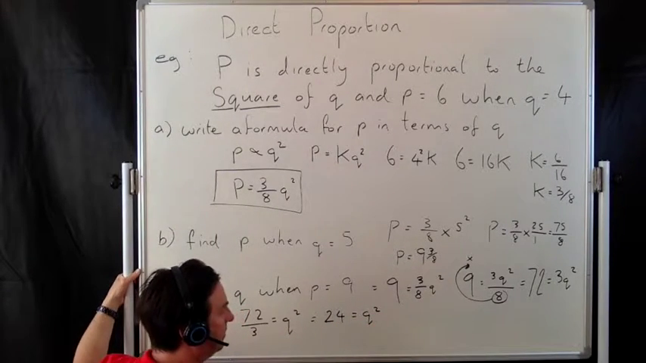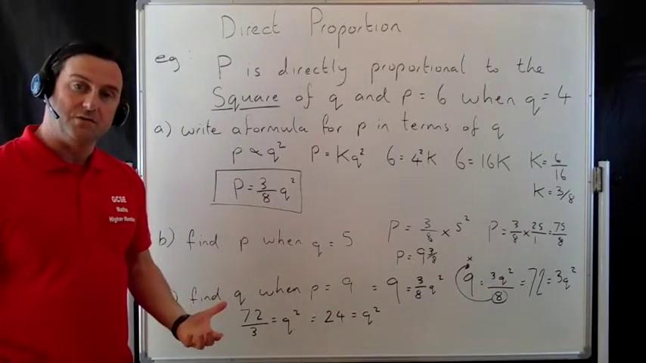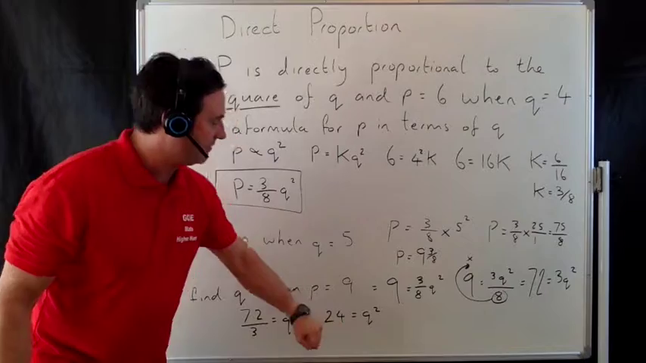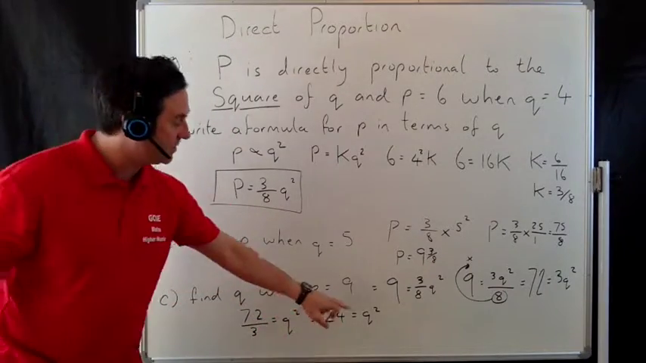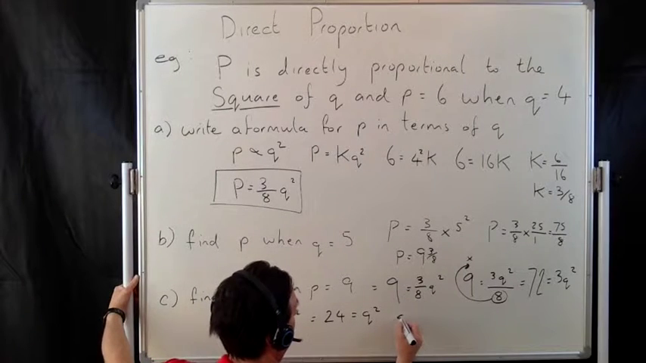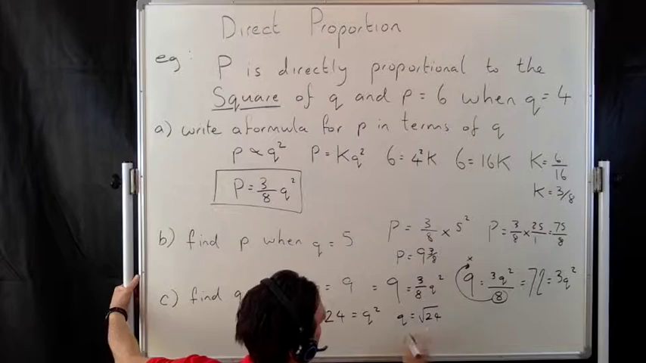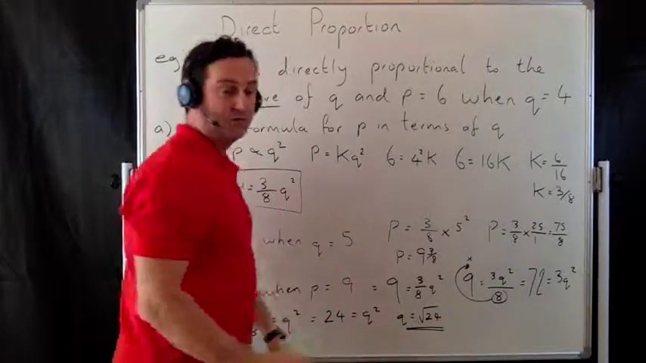24 equals Q squared. But of course we don't want to find Q squared, we want to find Q. The opposite to squaring is square rooting. So if we take the square root of both sides, that's going to leave us with Q equals the square root of 24.